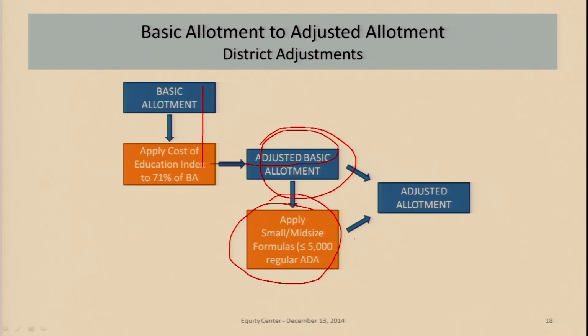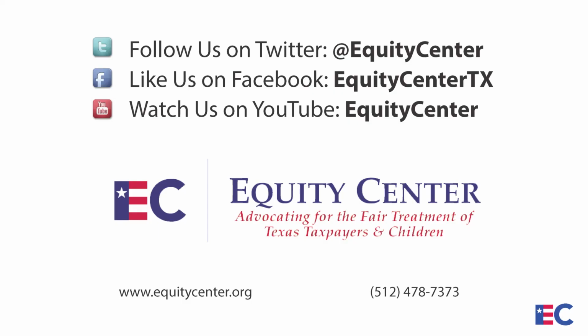And of course, if you were bigger than 5,000 regular program ADA, there's no point in going through the diseconomy of scale formulas, and you would just jump from adjusted basic allotment, and whatever you had here as your ABA would also be your adjusted allotment, or AA. And that concludes the session.